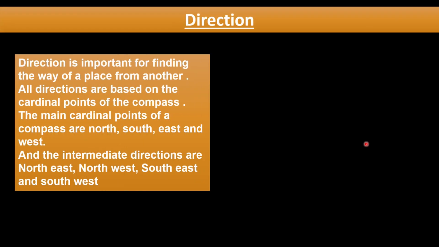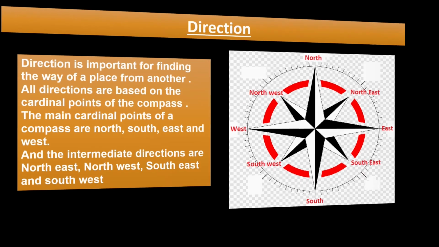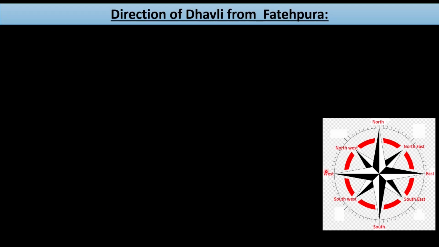Now direction. Direction is important for finding the way of a place from another. All directions are based on the cardinal points of the compass. The main cardinal points: north, south, east, west. And the intermediate directions are northeast, northwest, southeast, southwest. Let us learn more about directions.